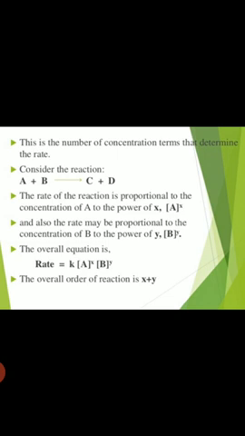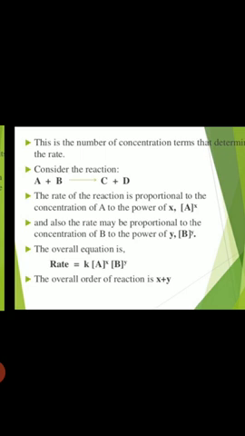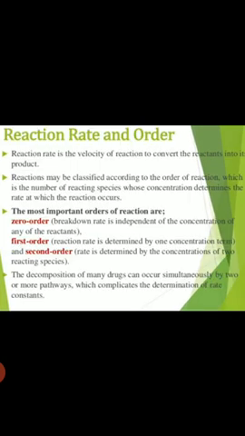right? And if we consider A plus B gives C plus D, then the rate of the reaction is proportional to the concentration of A to the power of x, and also the rate may be proportional to the concentration term of B to the power of y. The overall equation is rate equals k [A]^x [B]^y. So the overall order of the reaction will be x plus y. Now, the reaction rate is the velocity of the reaction to convert the reactant into its product.